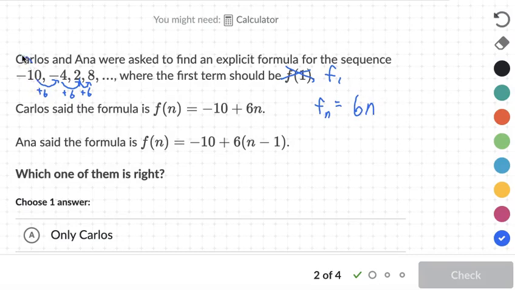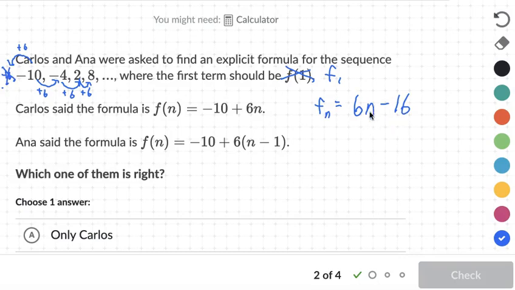So we're going to imagine for a moment that there's an imaginary 0 term here. So we need some number that we add 6 to get negative 10. Well, we could kind of undo this and subtract 6. So that'd be negative 16. So if we had an imaginary negative 16 here, we would add 6 to it to get negative 10. Now, that term isn't there, it's just imaginary. So we have 6 times the term number minus 16.